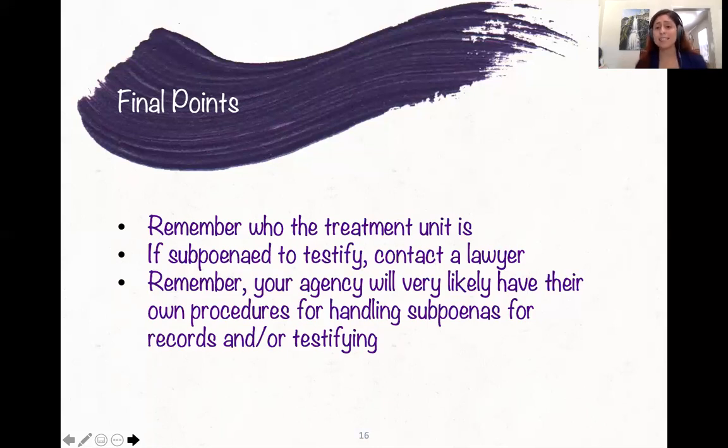If you're subpoenaed to testify, meaning they want you to speak in court, it's absolutely recommended that you contact an attorney before you do anything else. Okay? And then finally, if you work at an agency and you're subpoenaed either for your records or to testify, your agency will most likely have their own procedures in place for how to handle this. So let them know as soon as possible and defer to whatever they tell you to do.